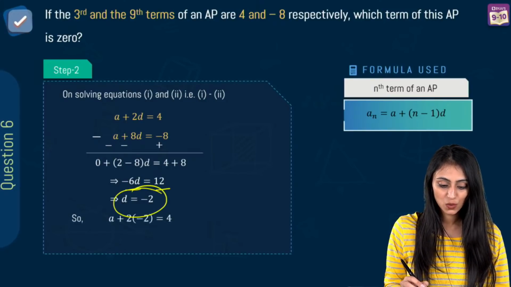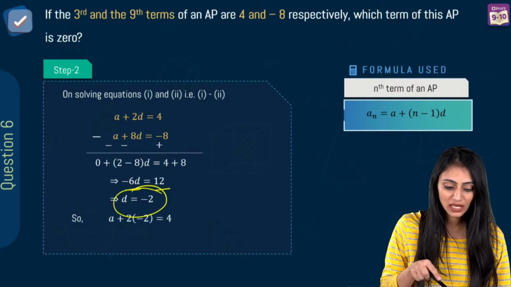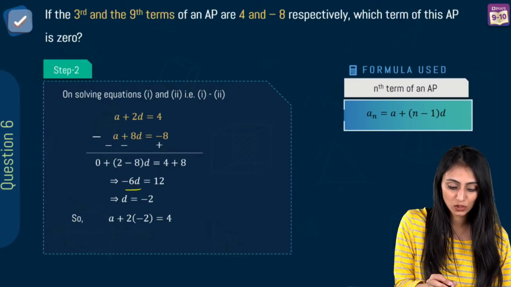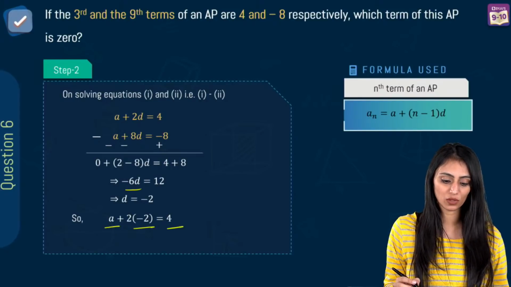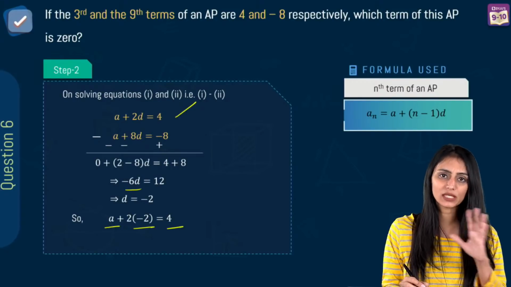Right? d is minus 2. We have the value of common difference. Use any of the equations to get the value of a. That's going to be a plus 2 times minus 2 equal to 4. I'm using the first one, right? You can use any equation.